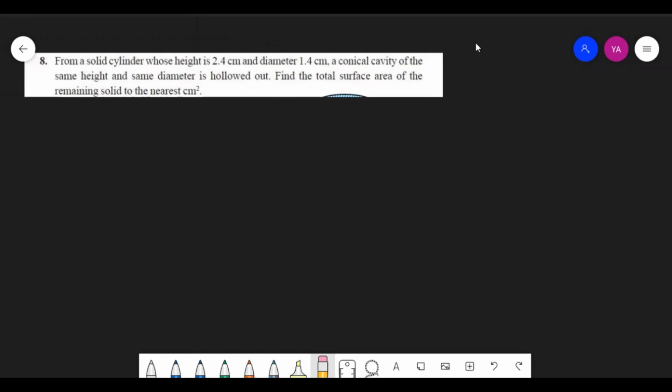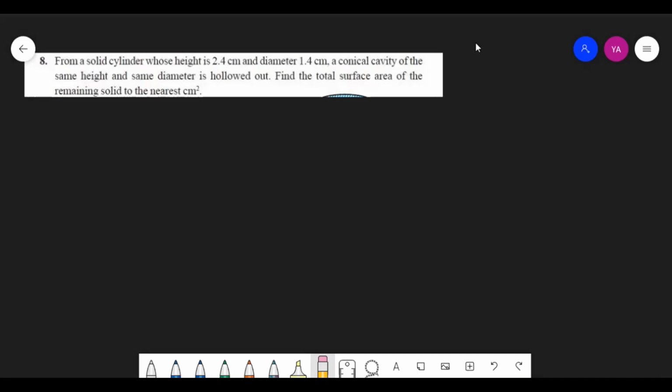Question number 8. From a solid cylinder whose height is 2.4 centimeter and diameter 1.4 centimeter, a conical cavity of the same height and same diameter is hollowed out. Find the total surface area of the remaining solid to the nearest centimeter square. Okay, the question is given like this.